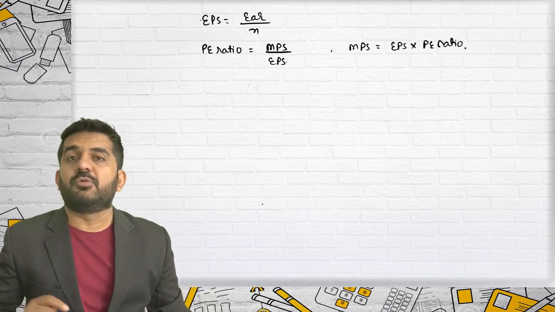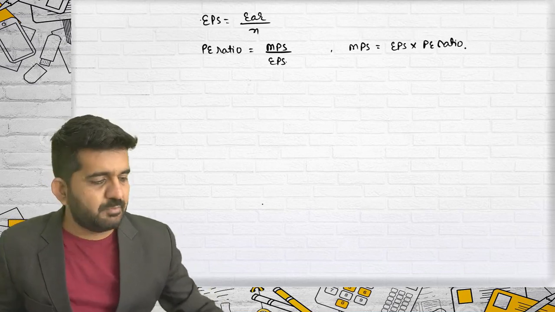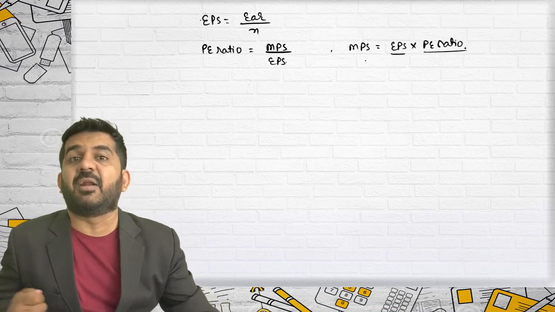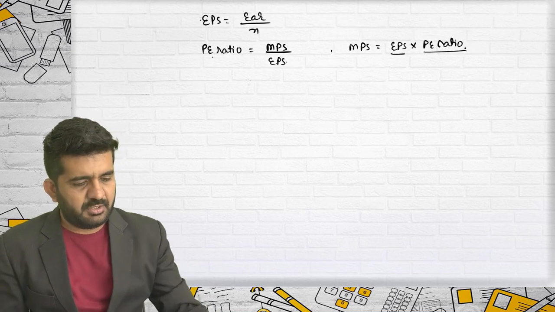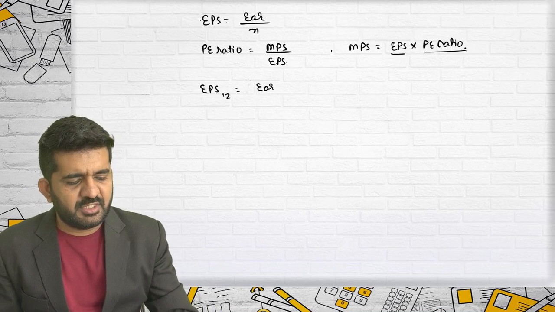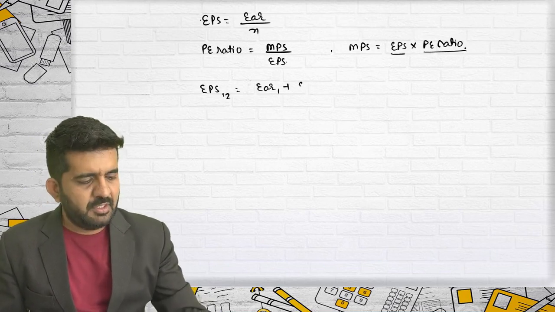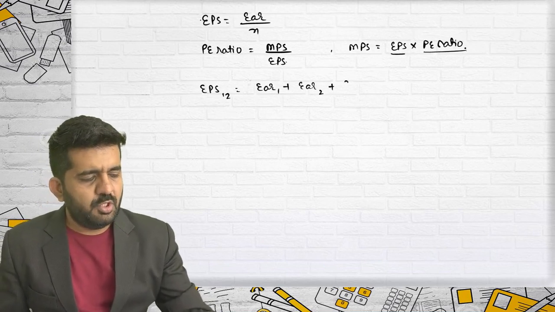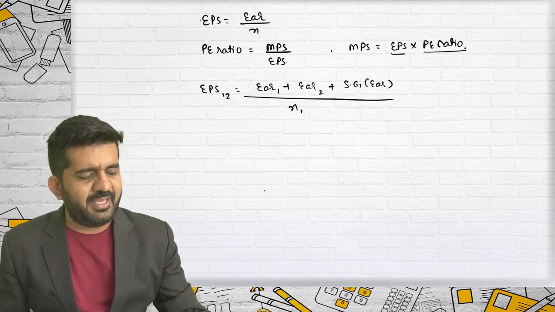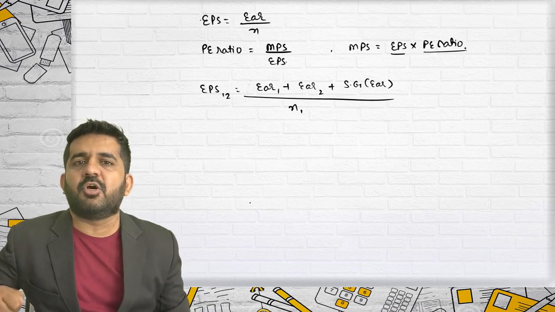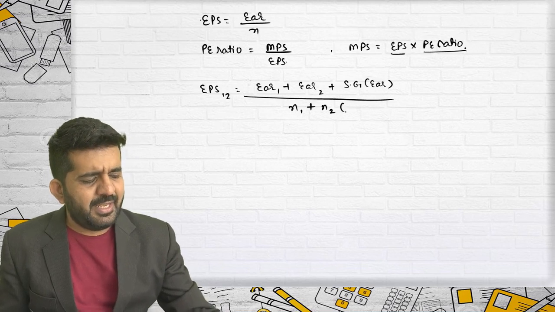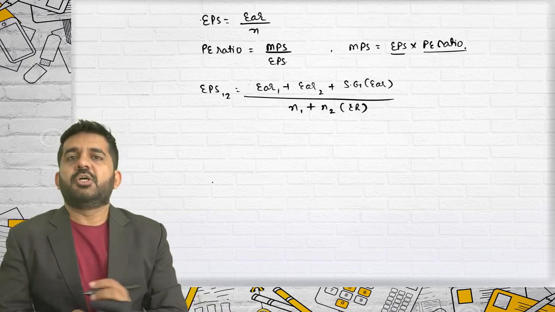So it is also termed as a price multiple. Why price multiple? When earnings are multiplied by this number, you get a price, that is the market price of a share. We went to EPS 1-2, which was nothing but earnings of company 1 plus earnings of company 2 plus synergic gain in the form of earnings, divided by N1, that is the existing number of shares of existing shareholders, plus N2 into exchange ratio.